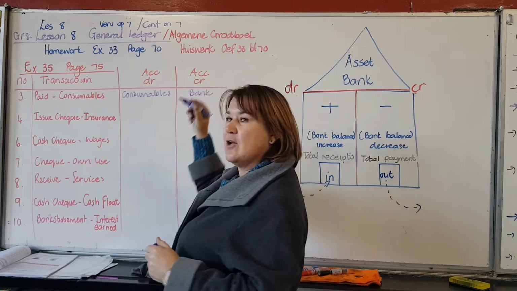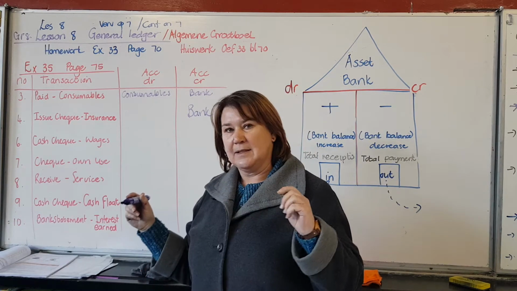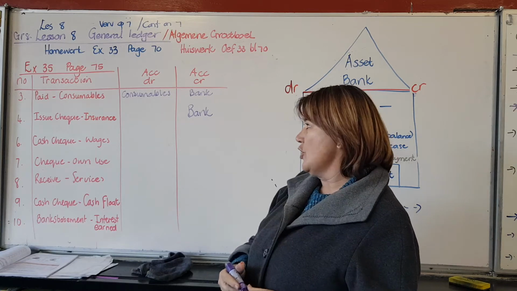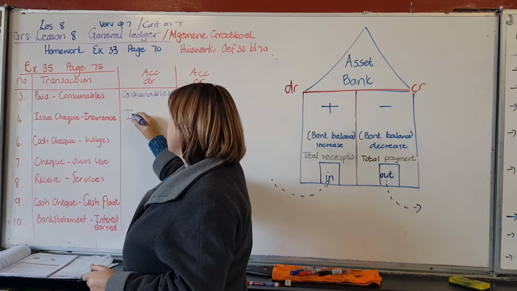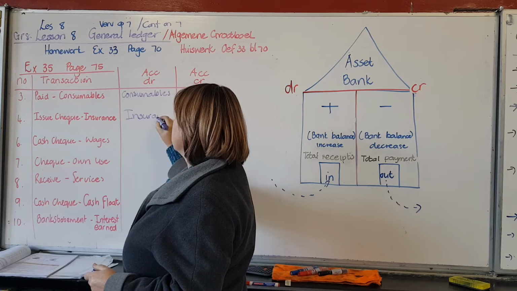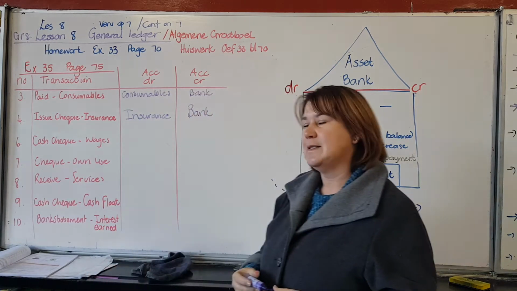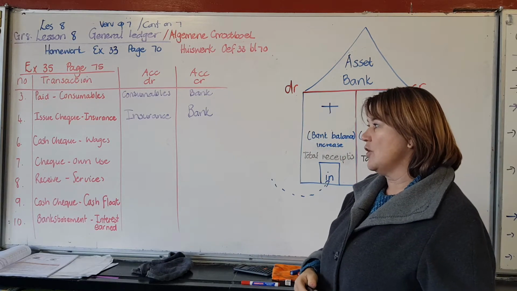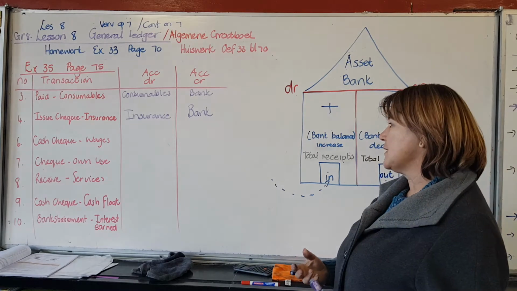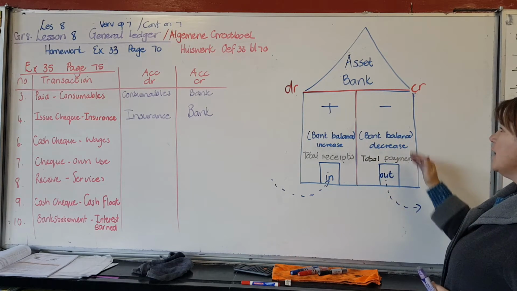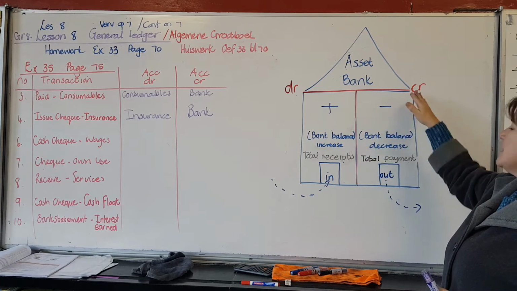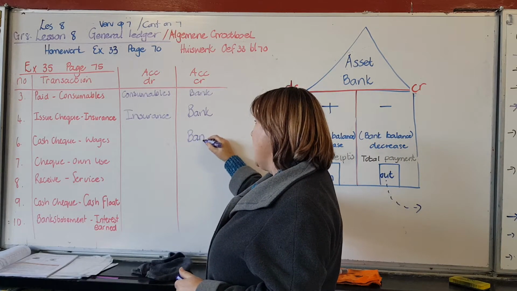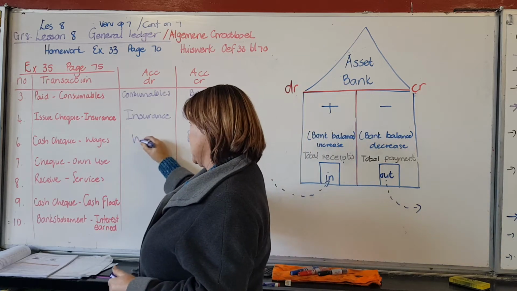Okay, remember CR is credit, DR is debit side, all right? So what did you pay with that check? You paid the insurance. So insurance is going to be debited, all right? Then number 6, cash check. So you cash your check to pay the wages. Money flows out of your bank account, it decreases, so your bank will be credited. What did you pay with that money? Wages.